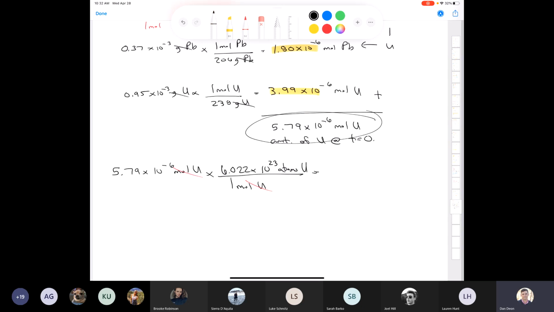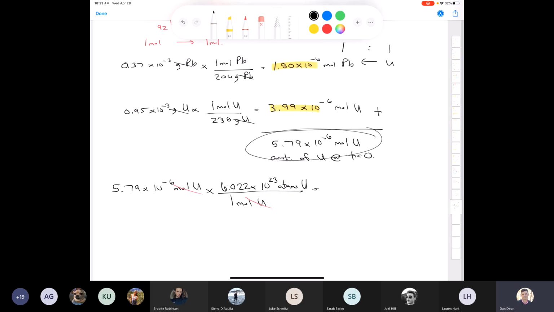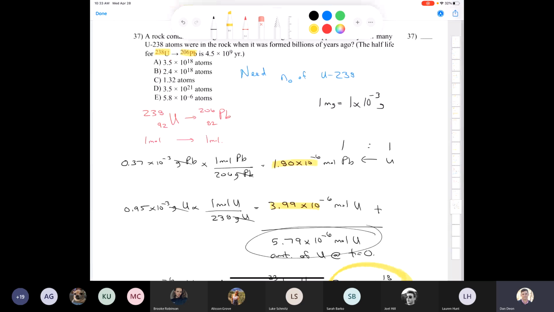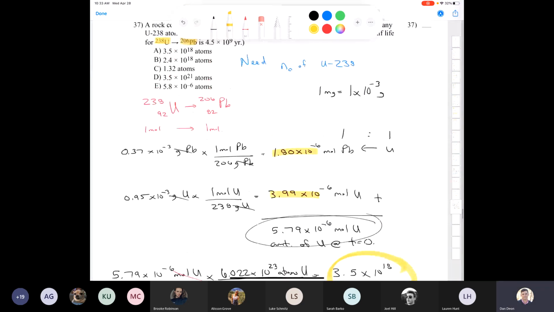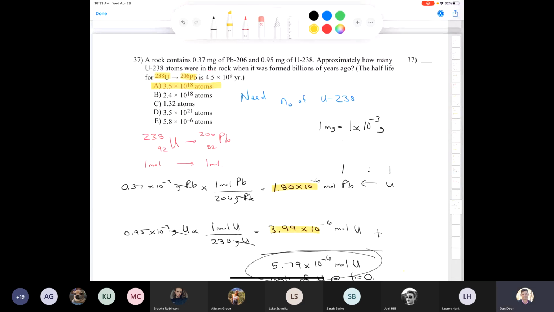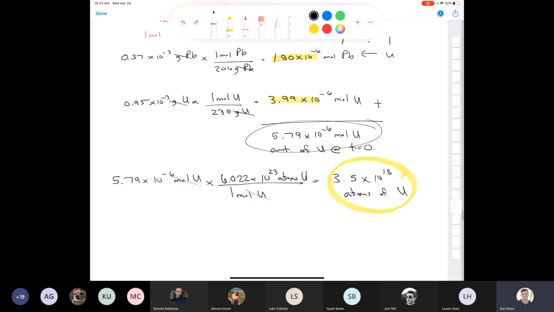Moles of uranium cancel, and I end up with a total number of atoms, which is 2 sig figs, 3.5 times 10 to the power of 18 atoms of uranium. So the answer is A. This question has nothing to do with using a half-life. Even though it's provided for you, you don't need it at all. So it's being able to interpret the problem and seeing what's important and what isn't important.